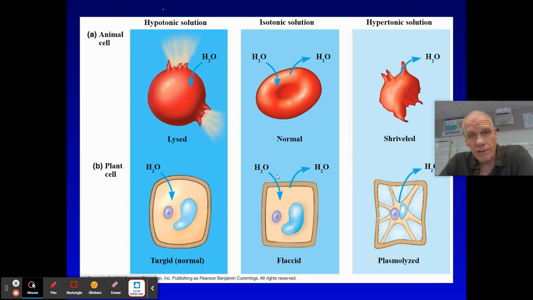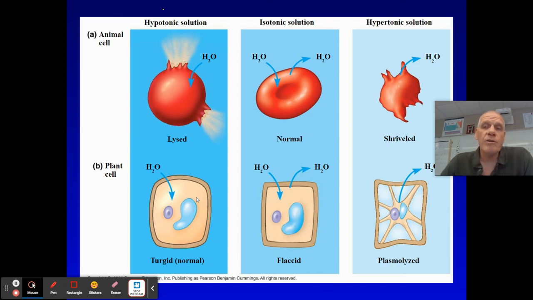Plants are a little bit different. Plants have a cell wall. So plants like to be in a hypotonic solution. That means water will rush into the plant cell, and that's what plants want. They have that big, large central vacuole that will fill up with water, and it will push against the cell walls and make that plant cell turgid, rigid.